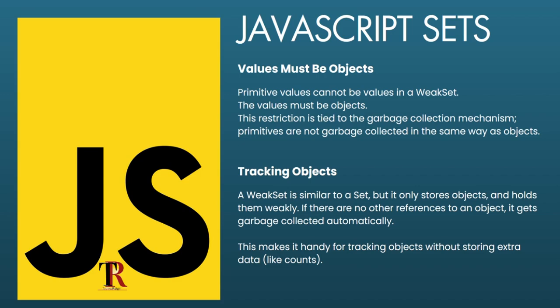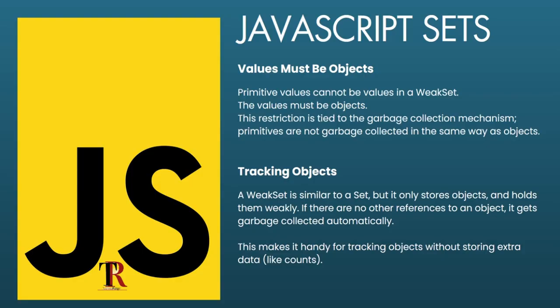The number two thing is that the values must be objects. When it comes to a weak set, the values must always be objects. Number three, this restriction is tied to the garbage collection mechanism, which means that only the objects of a weak set can be garbage collected because of the weak reference that they usually carry. Number four, primitives are not garbage collected in the same way as objects. So primitive values are not garbage collected the same way that you do for objects of a weak set in JavaScript.